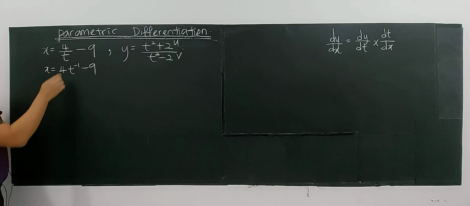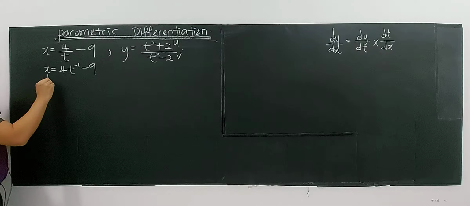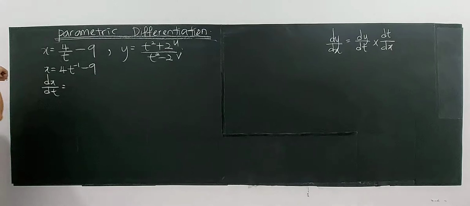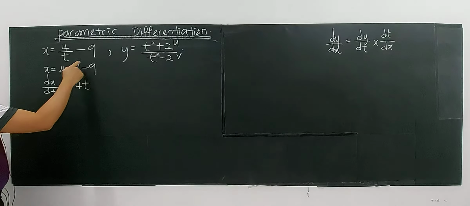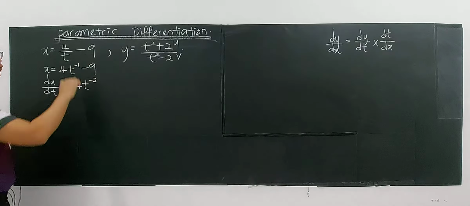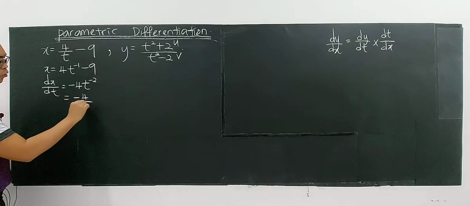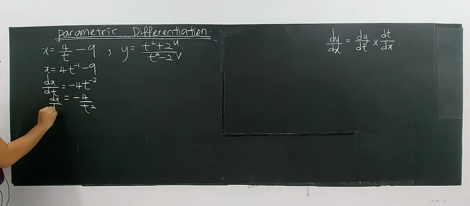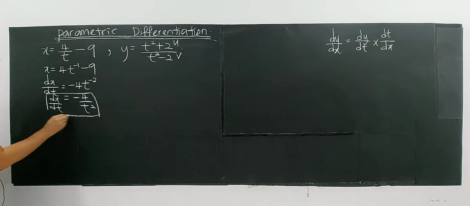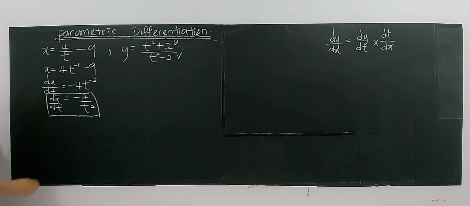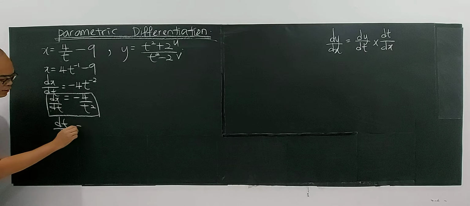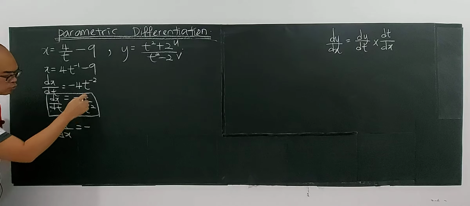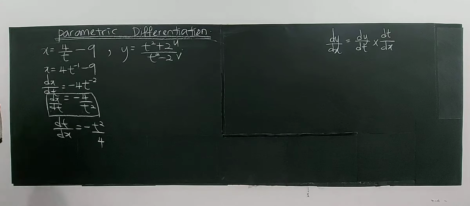For this one, I just apply the basic rule for t to the power of -1. So dx/dt, you will have -4t to the power of -2. Differentiate -9, you have 0. So dx/dt will be -4 over t squared. Usually you use dt/dx, so dt/dx is the same as -t squared over 4.